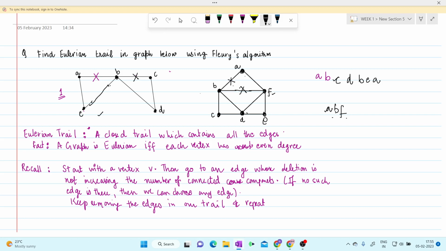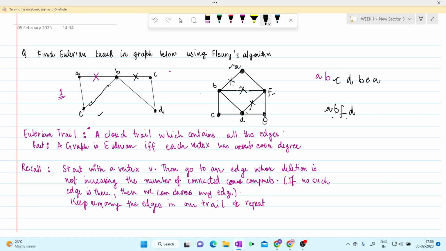Now, can we choose FA? No. We can't choose FA, because then we'll have an isolated vertex and the number of connected components will increase. So we'll choose either D or E. Let's choose D. So we have A, B, F, D.